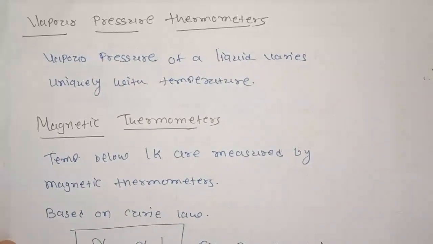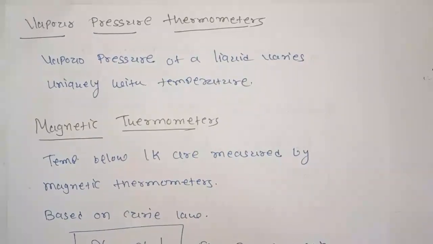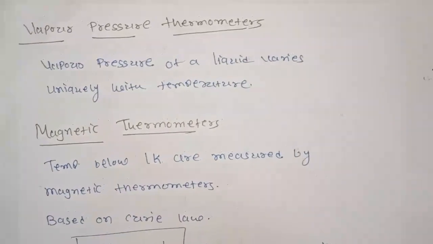The next one is the vapor pressure thermometer. It is based on the fact that the vapor pressure of a liquid varies uniquely with the temperature. The method consists simply in measuring the vapor pressure of a certain liquid at the required temperature.